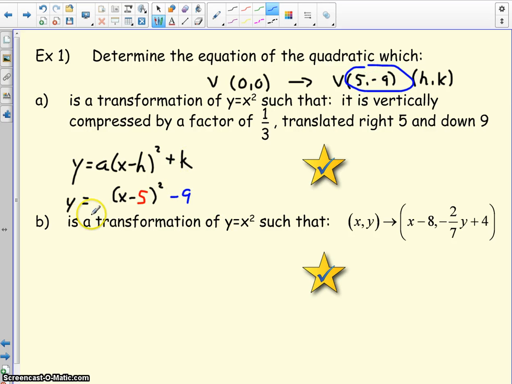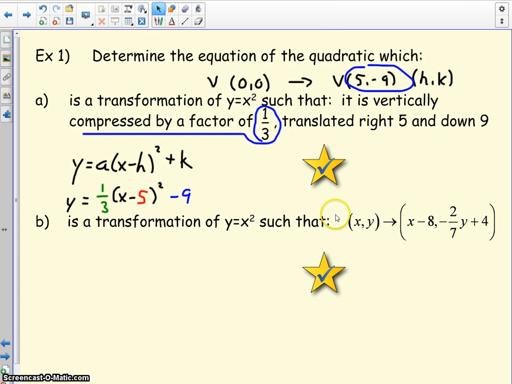Okay, now as for my a value, what's telling me here is that I'm vertically compressed by a factor of 1 over 3, and it's the a value that gives me the vertical compression factor. So that will be my a value. So I'm going to have 1 over 3 bracket x minus 5 all squared minus 9.